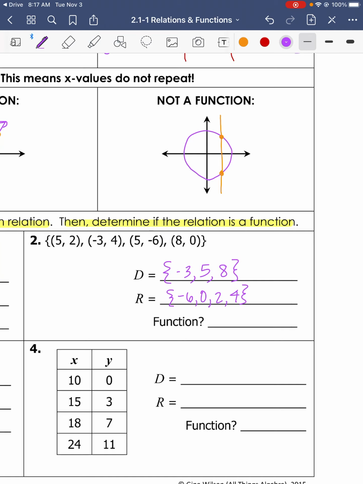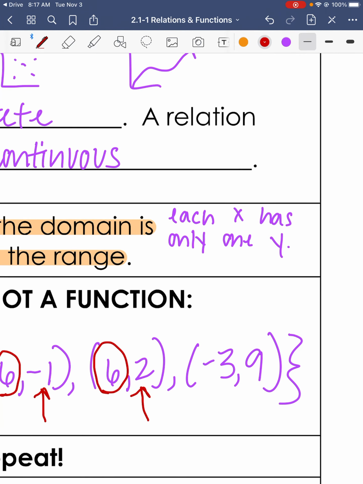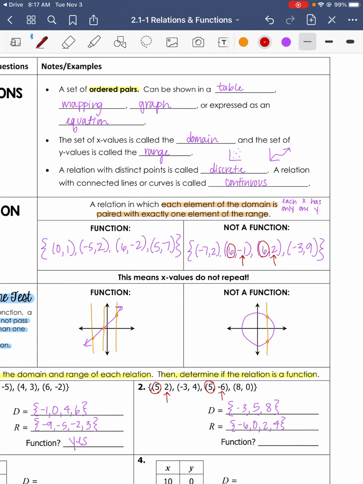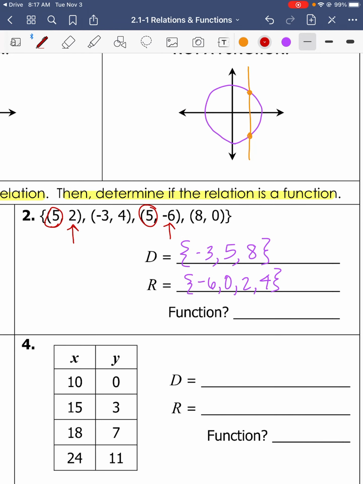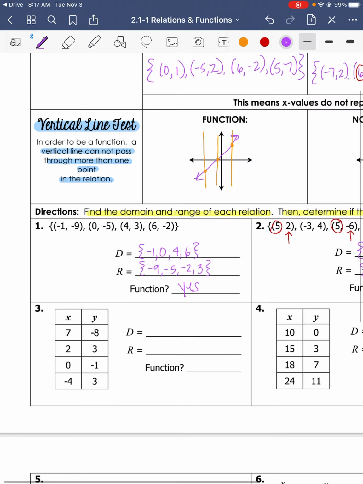All right, is this a function or not? Let's look to see if there are any duplicate x values, and there's a 5 here and a 5 here. Now, if they were matched to the same y value, it would be fine because it's the same, but these are paired with 2 separate y values, and remember, to be a function, each x has only one y. That is the determining factor of whether it's a function or not. So we're going to say that no, this relation is not a function.